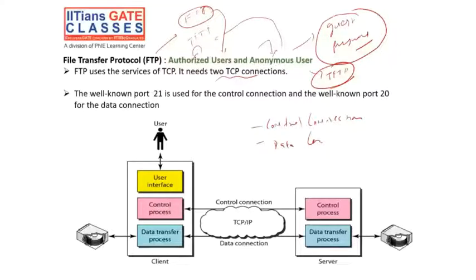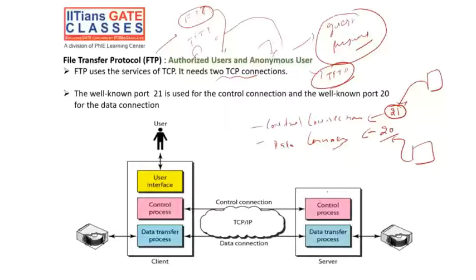Your control connection works on port number 21 and your data connection works on port number 20. It means the port numbers are different. What is the meaning of port number? It means two separate processes. We have one control process which works on port number 21, and a data process which works on port number 20. That's the meaning, understood? If I say different port number, it means different process, because one process is attached to one port number. These are the basic things.